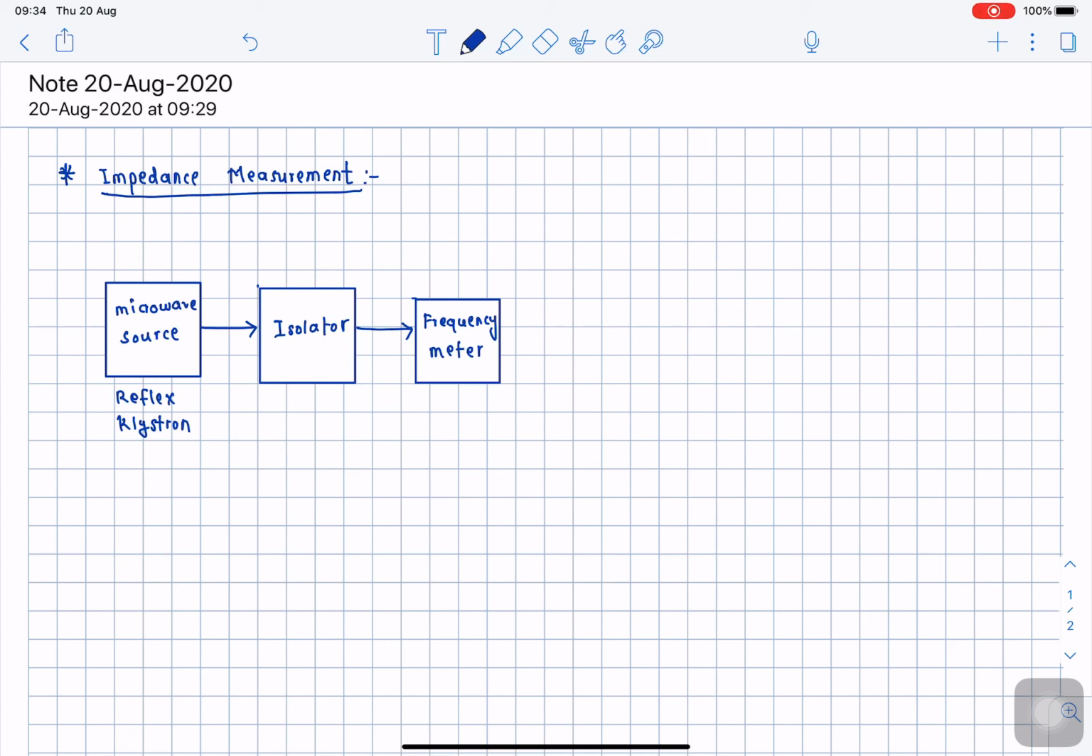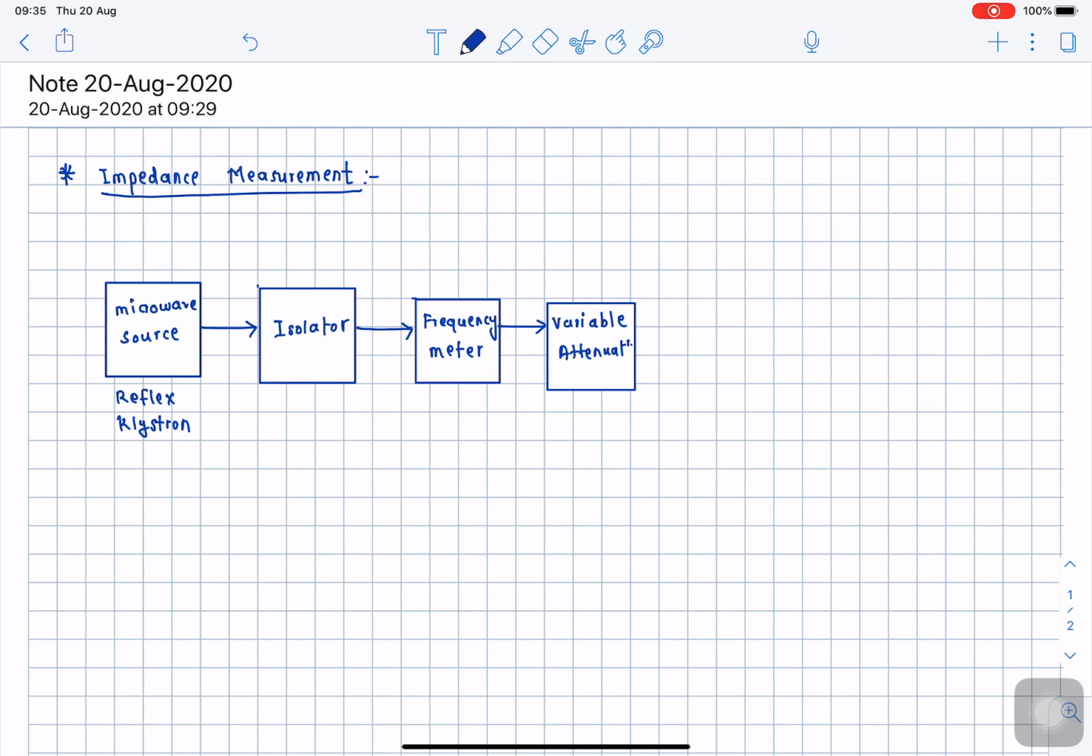Then we are going to place the attenuator if it is required. Again, this is optional. So here I will write this block diagram as a variable attenuator. It is a standard setup.